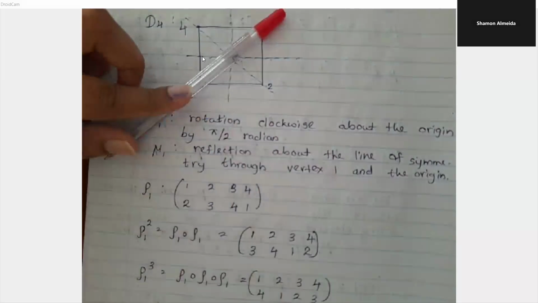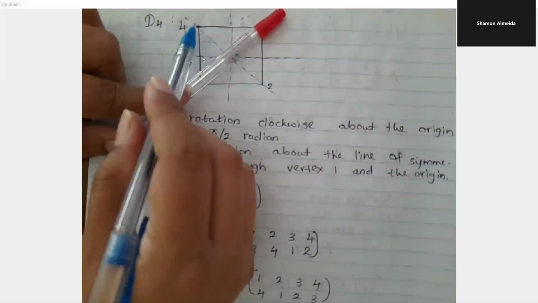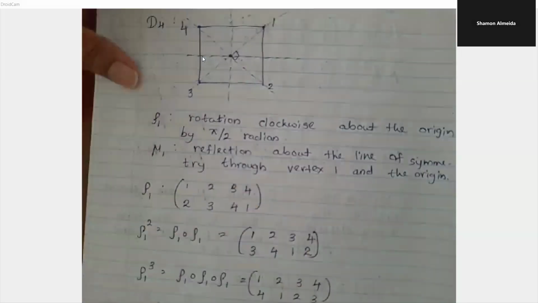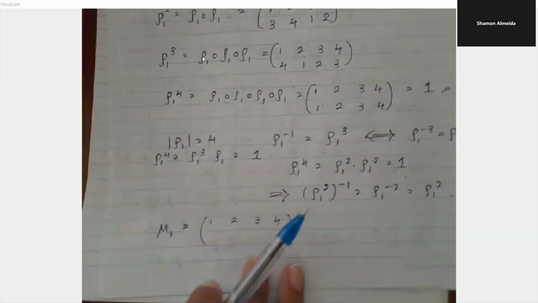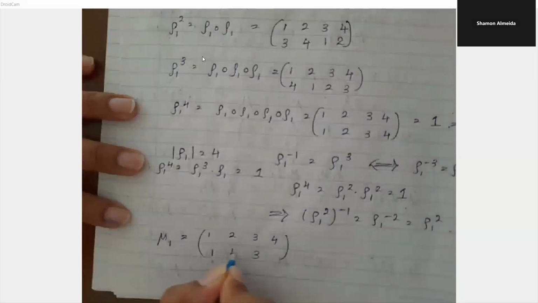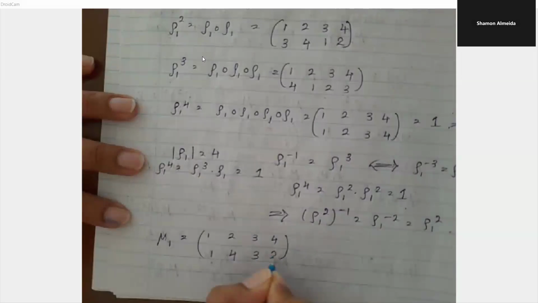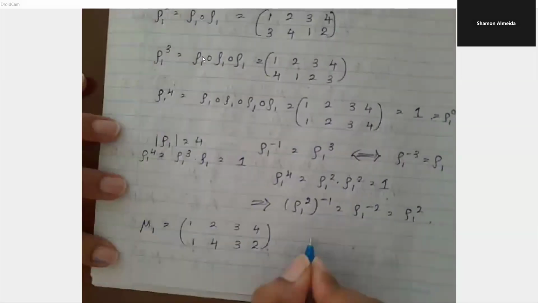So you flip it. Once you flip it, 2 will take the place of vertex 4, and 4 will be in place of 2. 1 and 3 will be fixed. They will not change their position, right? So 1, 3 will be fixed, 2 will go to 4 and 4 will go to 2. This is our mu1.